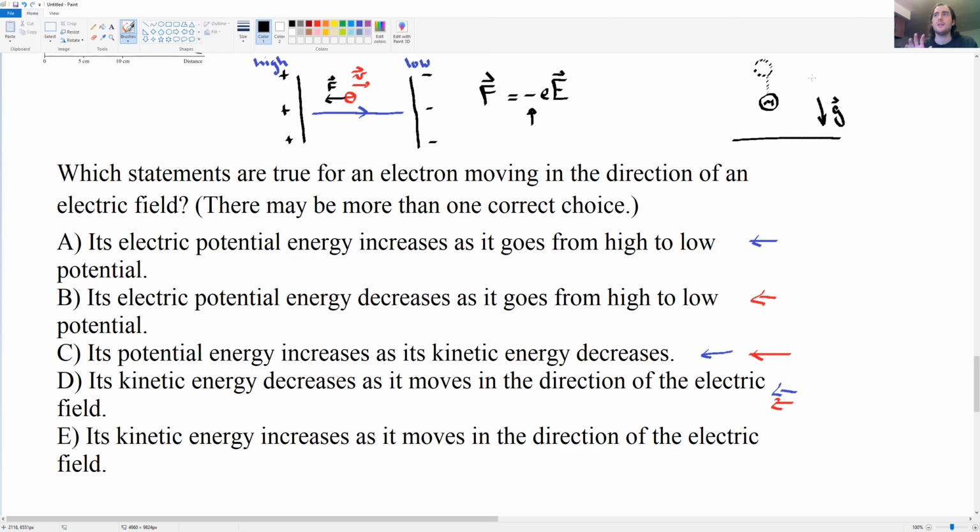Same situation is going on here. We're moving the electron in a direction against the force that's acting on it. So that means we're doing work on it to move it against the force. And then if we let it go, it has all this potential energy, so it's going to accelerate back to high potential. So A is true. A is a true statement here.